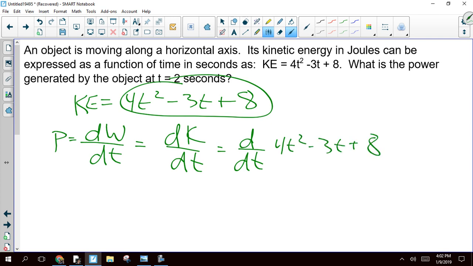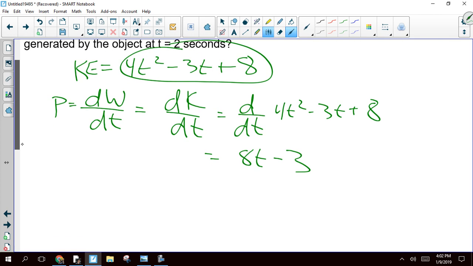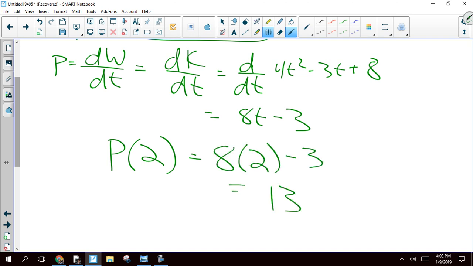So if you take the derivative of this, the derivative of 4t squared is 8t, minus the derivative of 3t is 3, the derivative of 8 is 0. So to find the power at t equals 2 seconds, just plug in 2. And you get 16 minus 3, which is 13 watts.